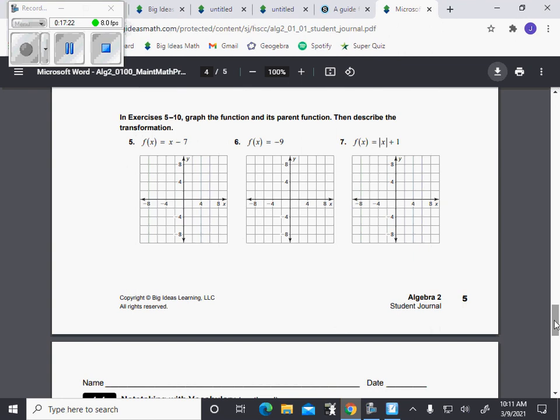Okay, I'll do number 5 for you, but you guys can do the rest. Actually, I'll do number 5 and number 7, because number 7 is absolute value. Graph the function and its parent function, f of x minus 7. If you don't know how to graph this, or what each part of that graph represents, meaning you have no clue how to graph this, make an x and y chart, where you plug in a number for x. Where you have 0, y equals negative 7, because 0 minus 7 is negative 7. Okay, 1 minus 7, negative 6. Right, and then plot these points.